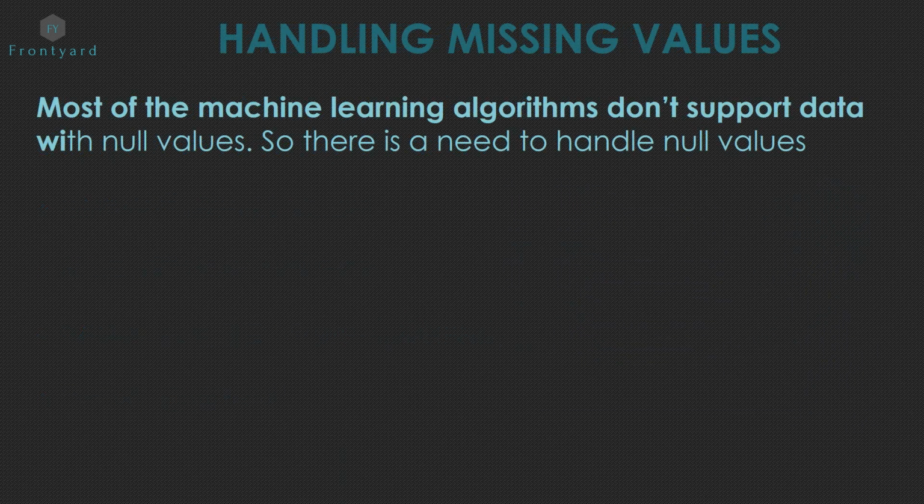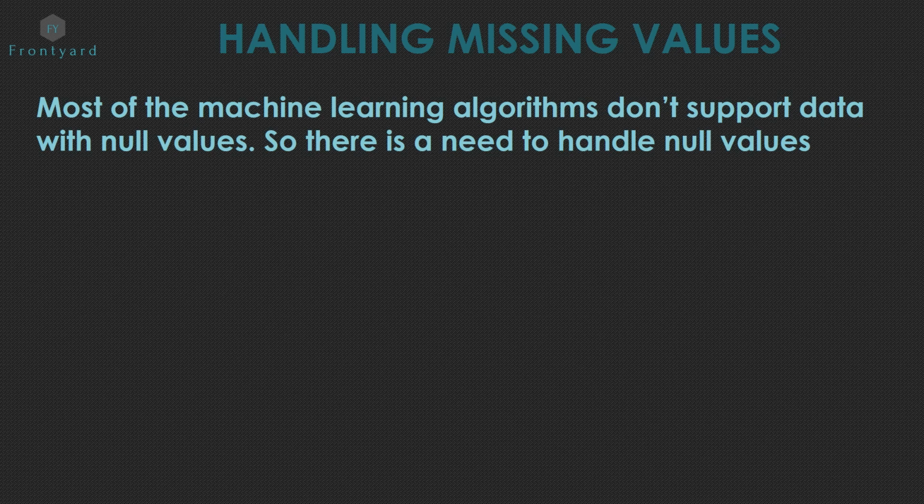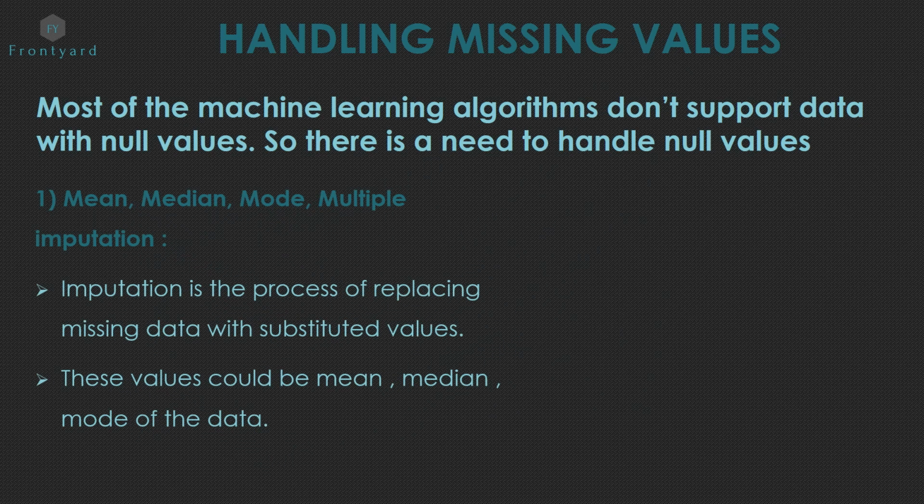Most of the machine learning algorithms don't support data with null values, so there is a need to handle null values. First is mean, median, mode or multiple imputation. Imputation is the process of replacing missing data with substitute values. These values could be the mean, median or mode of the data.